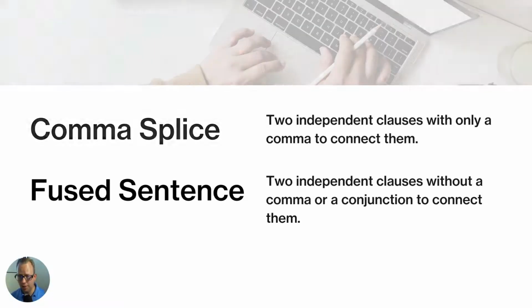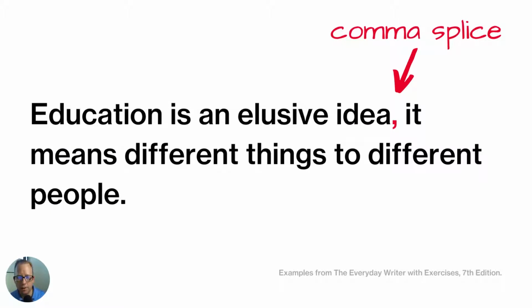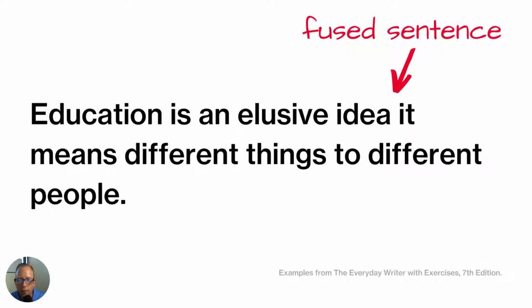Okay, so let's look at an example. All these examples come from my textbook I teach from, Everyday Writer with Examples by Andrea A. Lunsford. Okay, so: education is an elusive idea, it means different things to different people. There's nothing wrong with the words, but in our example, it's a comma splice because they put a comma at the end of one independent clause and the beginning of another. It's not correct. So same thing: you take out the comma, and now it's a fused sentence. Another name for a fused sentence is a run-on sentence.